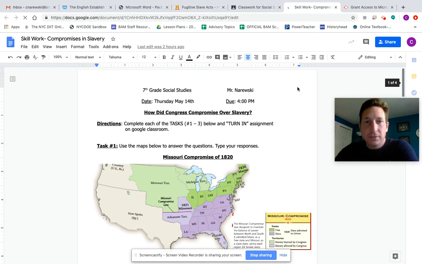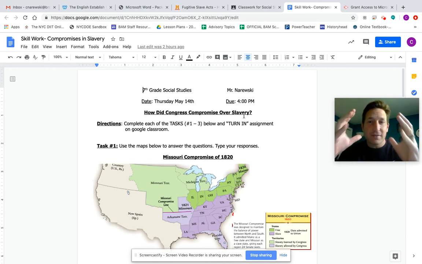What I'd like you to think about throughout the entire day is, how did Congress compromise over slavery? Congress are the group of people that pass laws. Well, all these laws look to balance out slavery as fairly as possible. There are some people that are going to want to eliminate slavery altogether, and there's some that are going to try to expand slavery. A compromise really tries to balance out both sides as evenly as possible. It might sound good on paper, but in the long run, it does nothing to stop slavery in itself in this country.